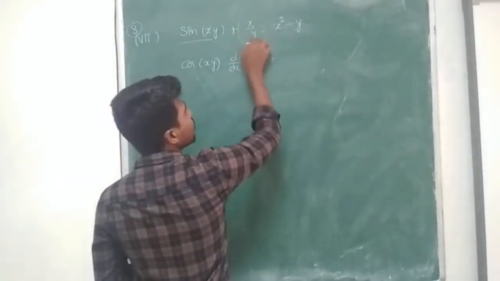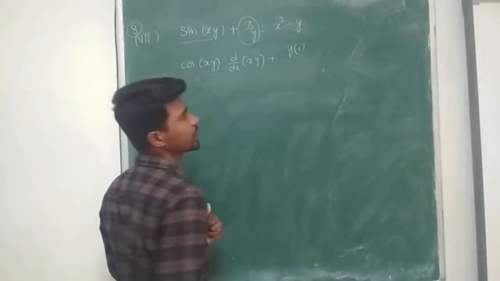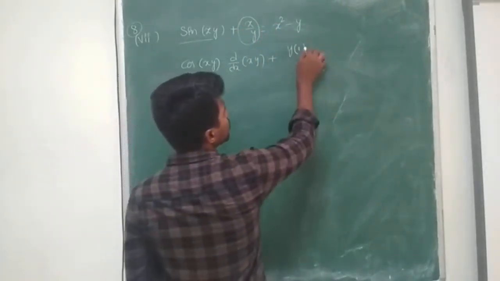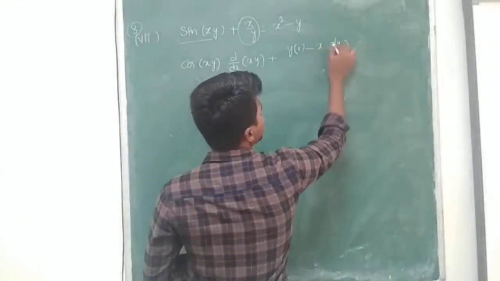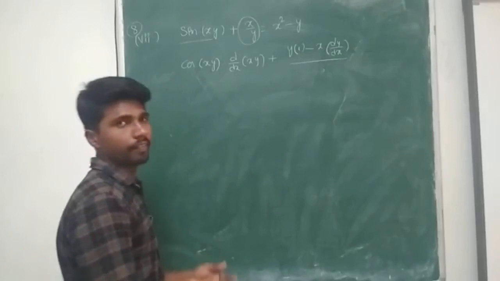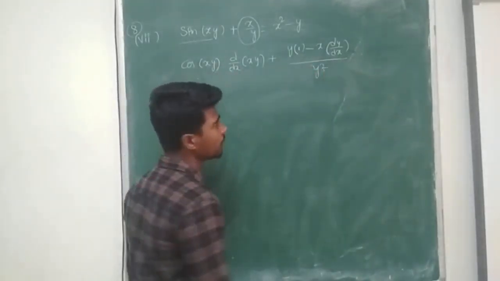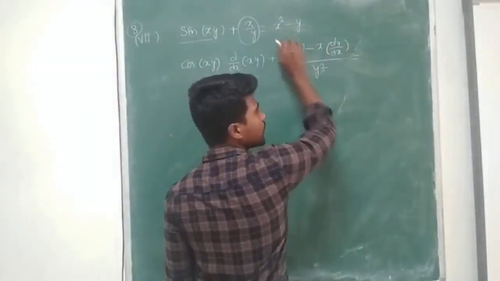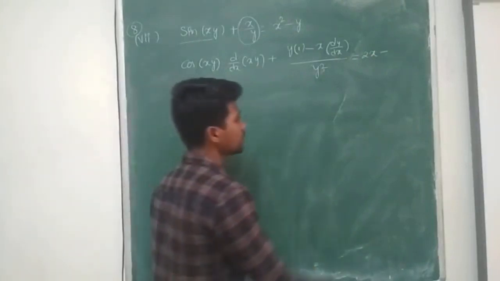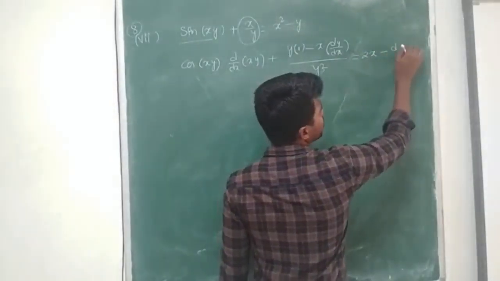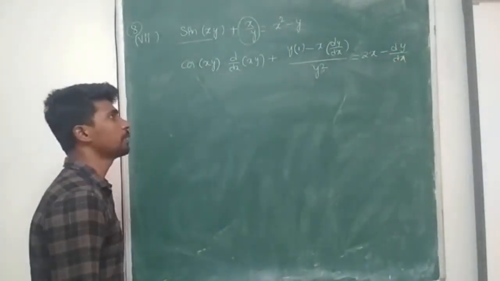Plus I have x by y in u by v form: (v u dash, the differentiation of x with respect to x is 1, minus u v dash, which is nothing but x dy by dx) whole divided by v square, that is y square. On the right, x square differentiates to 2x, minus y differentiates to dy by dx. Now take y square as LCM and simplify.